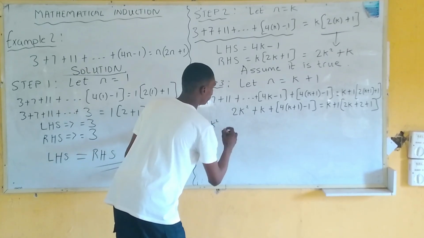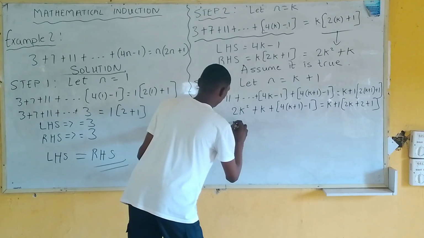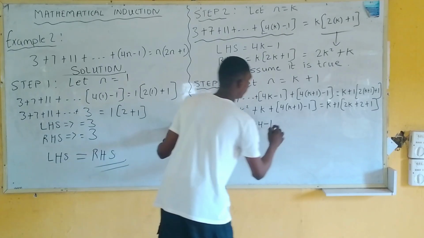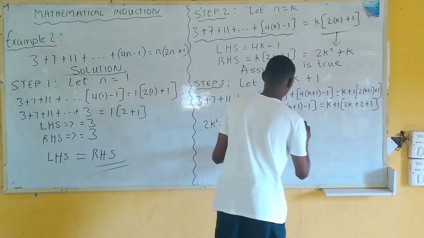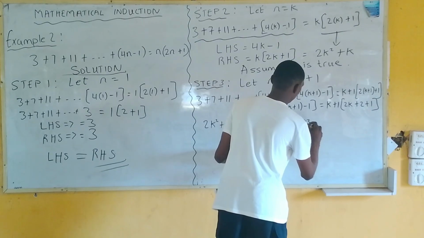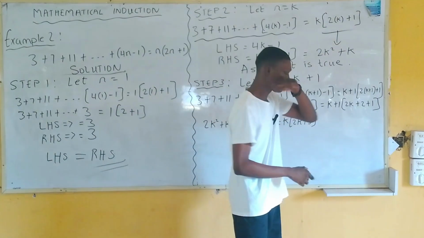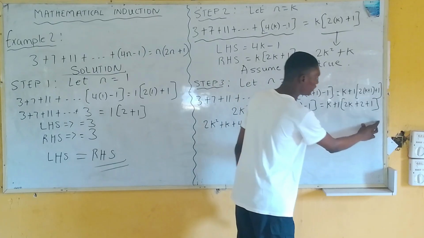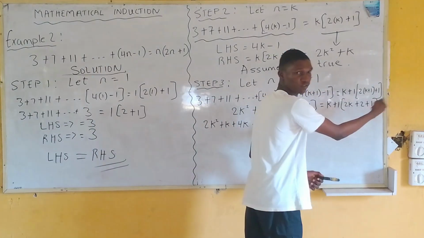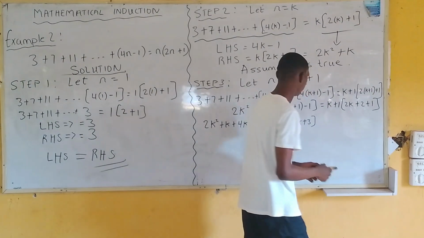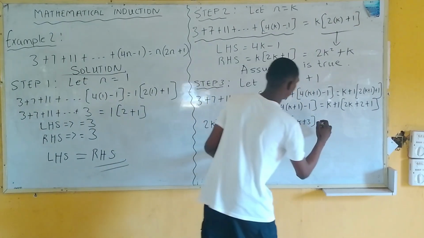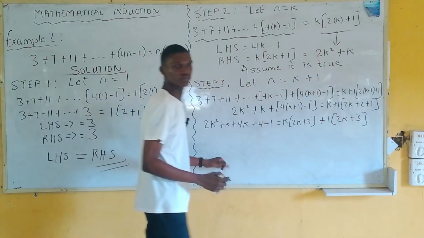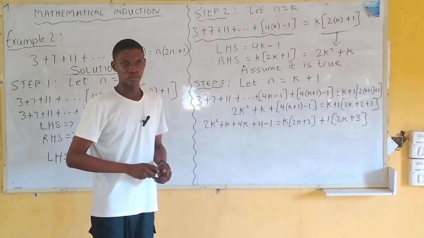So therefore we can go on and say 2k square plus k plus 4k plus 4 minus 1 is equal to (k plus 1)(2k plus 3). Let's expand straight. When we want to expand, we multiply everything here, and this will multiply everything here. We know that 2 plus 1 is 3. So we can now say k(2k plus 3) plus 1(2k plus 3). Are we together? Yes. I can come again.